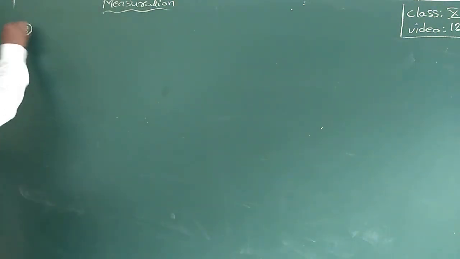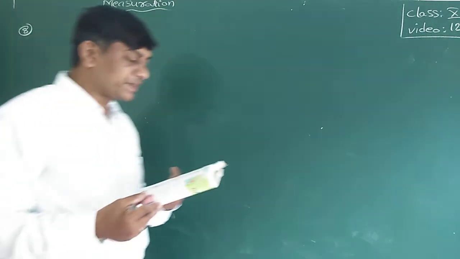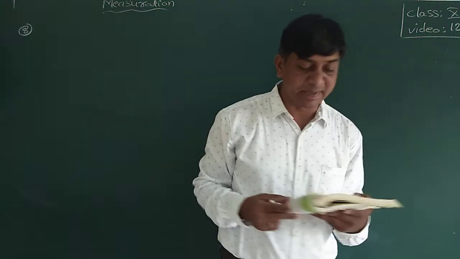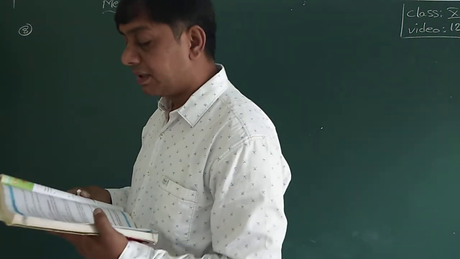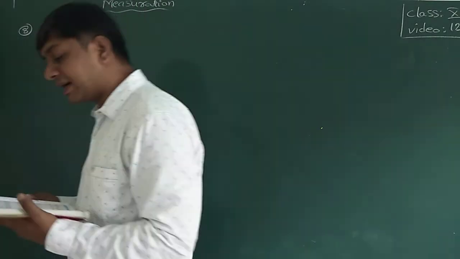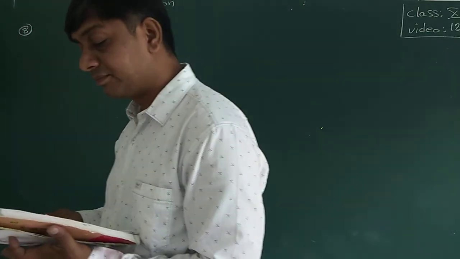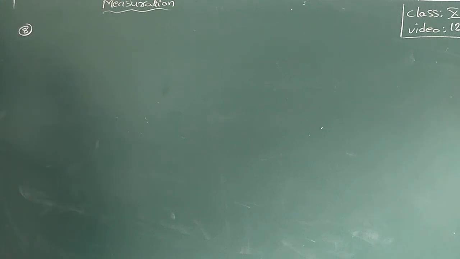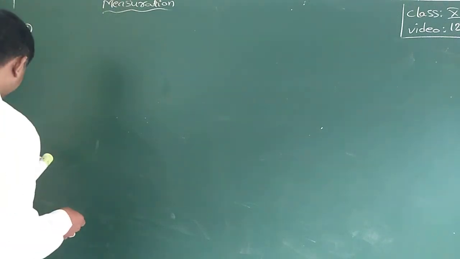Now, the 8th question is the same model, just I'll give you a hint and I'll close the session. A solid metallic sphere of diameter 28 centimeters is melted and recast into a number of smaller cones, each of diameter 4 2 by 3 centimeters and height 3 centimeters. Find the number of cones so formed.